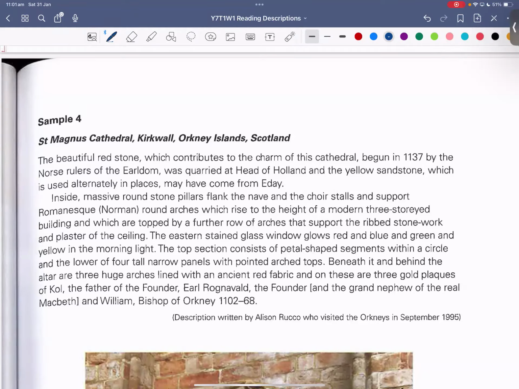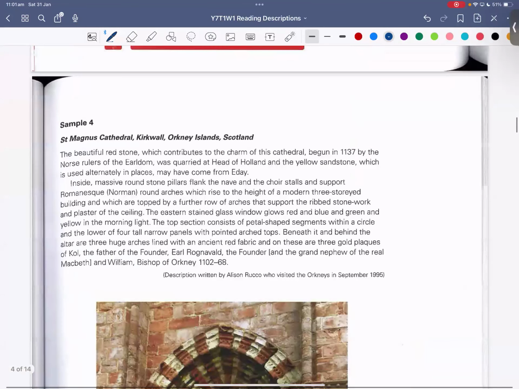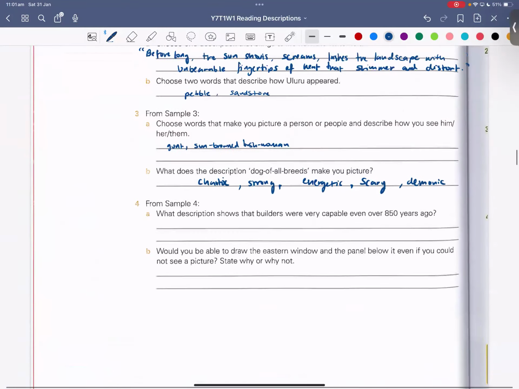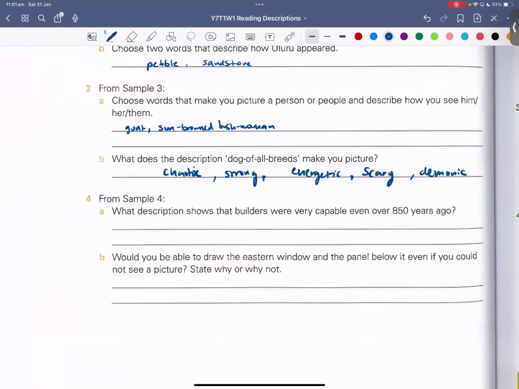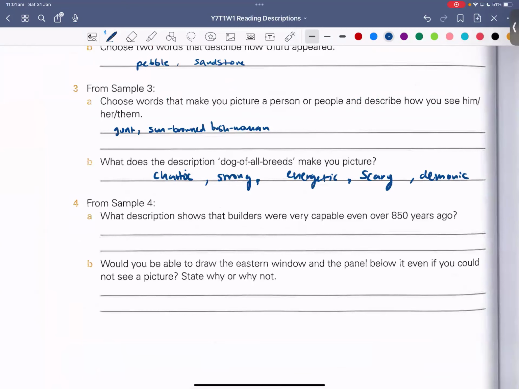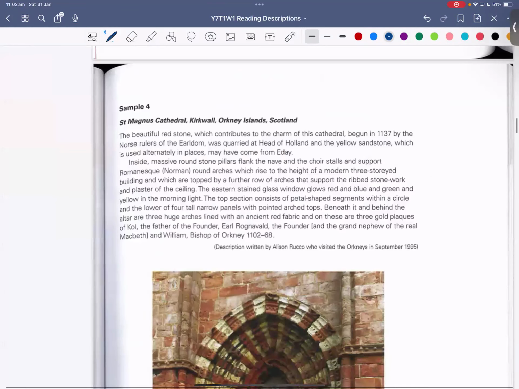Thank you so much. So this one's quite different from the other text, but still a lot of description about this cathedral. So the first question: what description shows that the builders were very capable even over 850 years ago? Capable means to be able to do your job well. They were able to build well, even so far back in time, such a masterpiece.